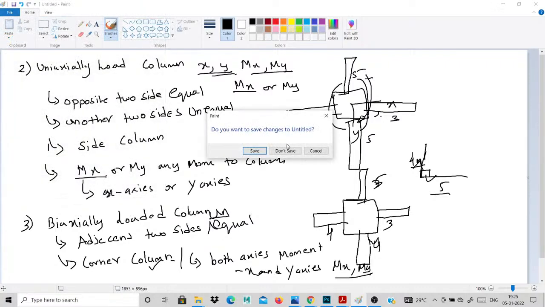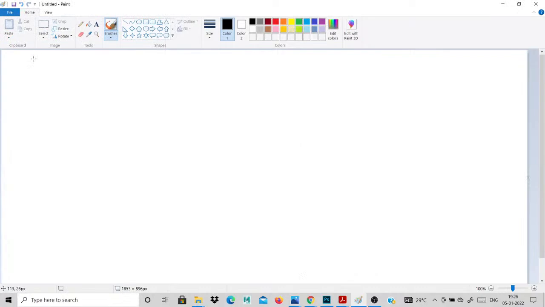Okay, the first step is over. In the first step, you identify your columns: axial, biaxial, and uniaxial. Okay, the three column types are finally classified. This is the main thing we briefly discussed about the three of them. The next step is design. First of all, I identify this, then go for design.